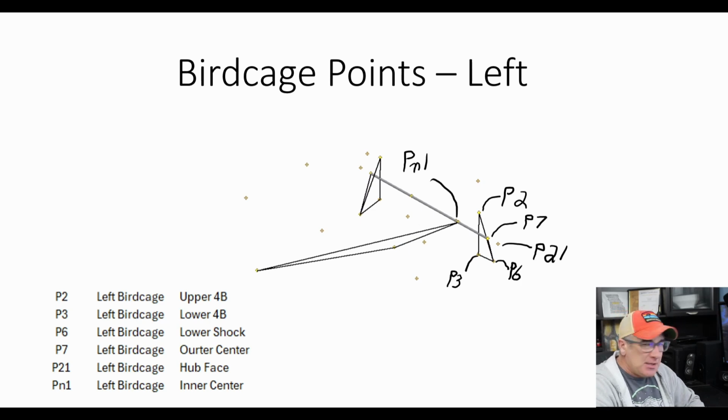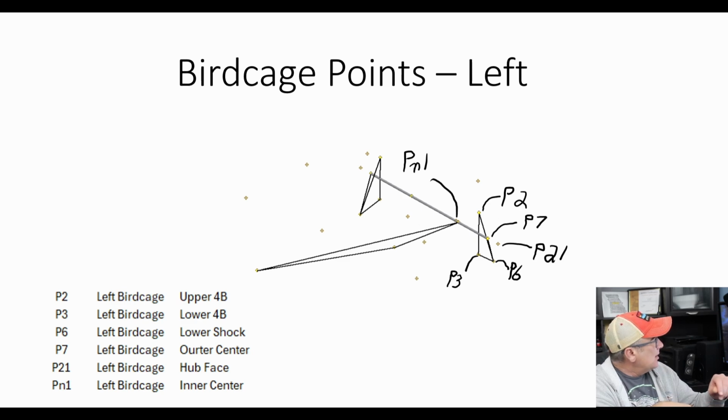Now, let's look at the bird cage. We already talked about a lot of these points, but we'll go over them briefly. Point 2 is the upper 4-bar link on the bird cage. Point 3 is the lower 4-bar link on the bird cage. Point 6 is the lower shock mount on the bird cage. Then these other 3 points lie on the axis of that little section of axle tube that I mentioned we're going to put into this bird cage assembly.